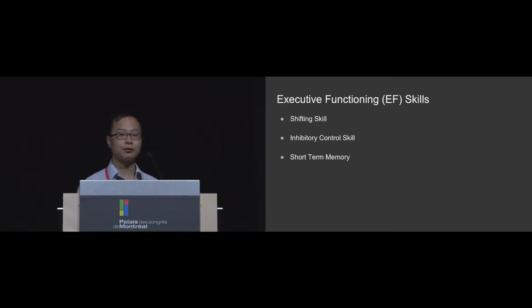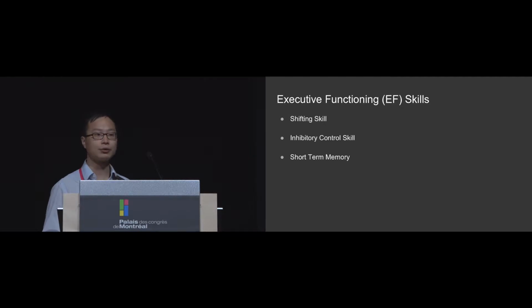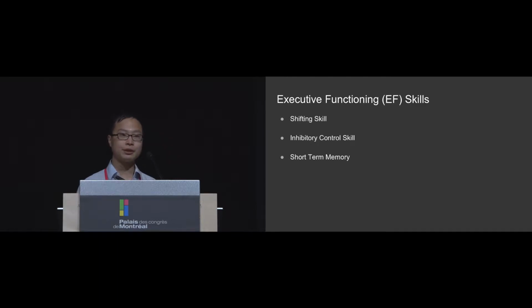In this study, we want to focus on executive functioning skills. We study 3 main categories of the EF skills. The first one is the shifting skill, also known as mental flexibility, which describes one's ability to redirect their attention from one fixation to another. The second one is inhibitory control, the skill to inhibit their impulses and response to some stimulus. And the last one is short-term memory, which is a subset of the working memory, and describes people's ability to hold a small amount of information in their mind.